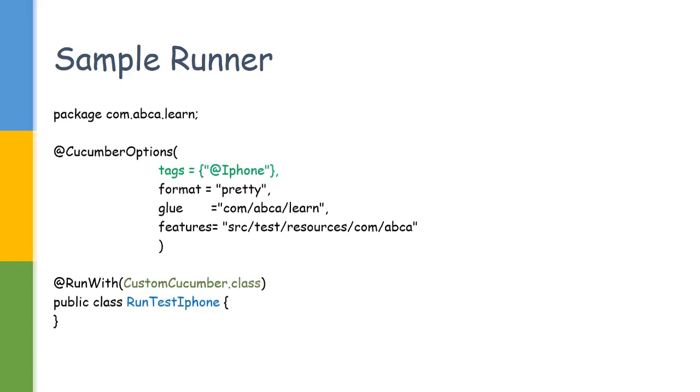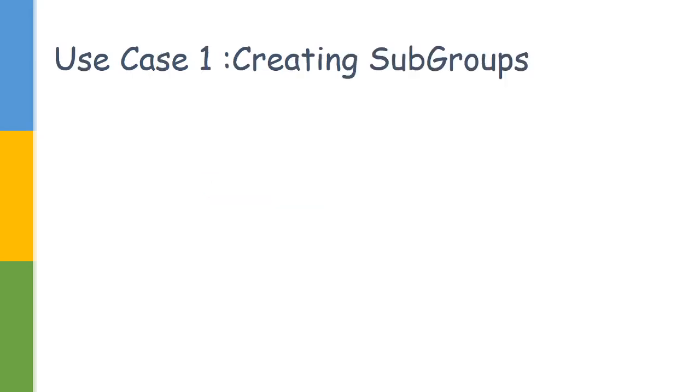Here is a sample runner class. If you can see, this is a runner class, and here there is a tag where you mention iPhone. So all the feature files having iPhone would be run using this. By default, for the @RunWith annotation you give Cucumber.class. Here we are going to change it and use our own custom Cucumber to change the features. As you can see, this is based on the tags, which will change. For example, for Samsung, it would be different.